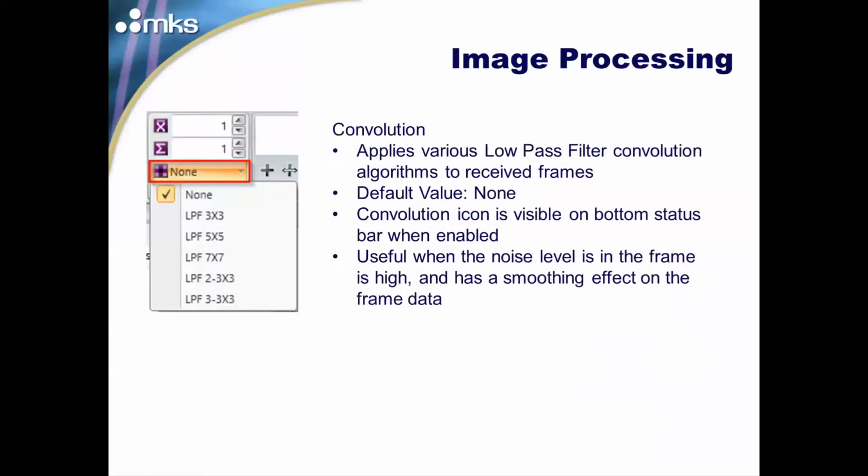The next is convolution. We have 5 different low-pass filter algorithms included, and if you need to have a smoothing effect applied to your frame data, then you can certainly apply one of these convolution techniques. These do affect the ultimate frame, so you want to apply these before the Ultracal because it does change the fundamental frame. If you turned on any of these 3 features after an Ultracal, it would then invalidate that.